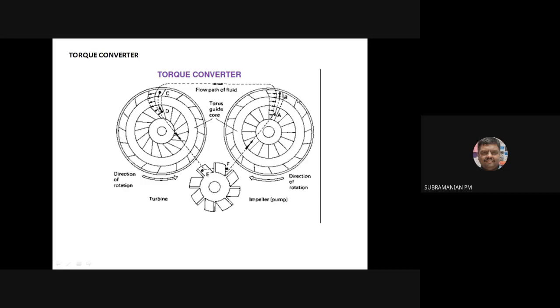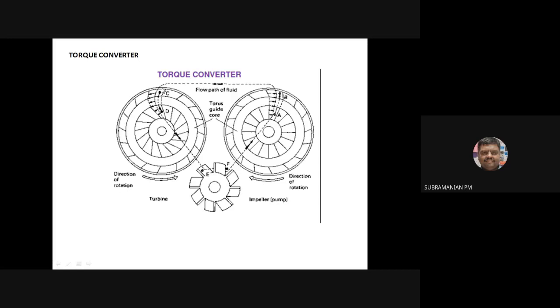So what will happen now? The force will be reaching the maximum point. Beyond that, it can't be increased. So the force will be transferred to the turbine. The fluid particle will be moving tangentially. Here it is moving radially, and here it will be moving tangentially. And it will be striking the blades of the torque converter. It will be striking the vanes of the torque converter.